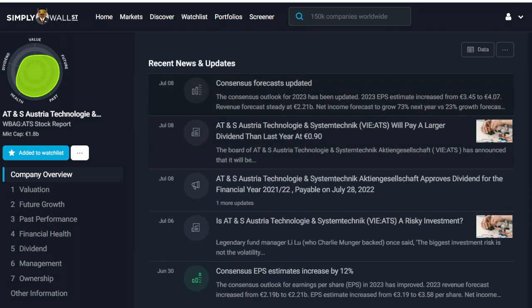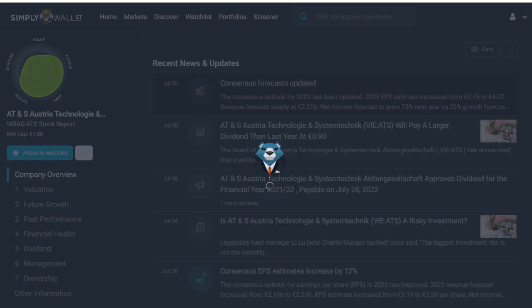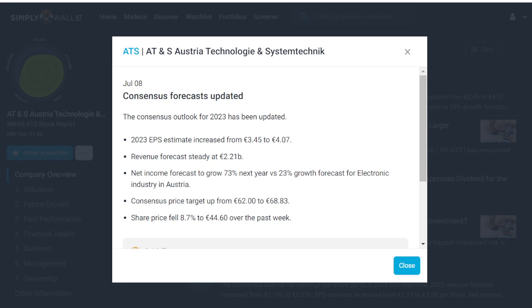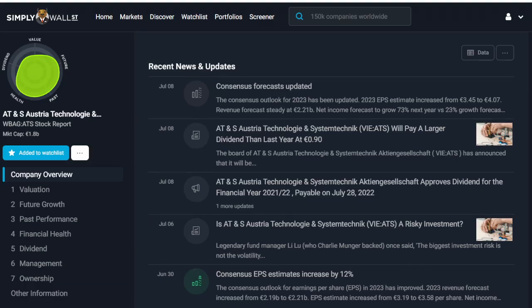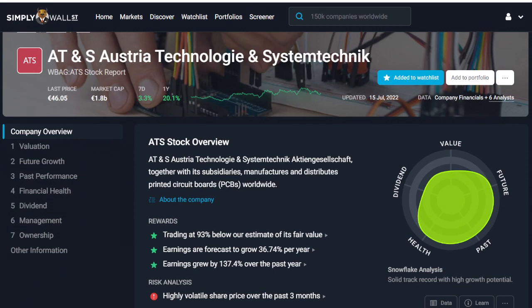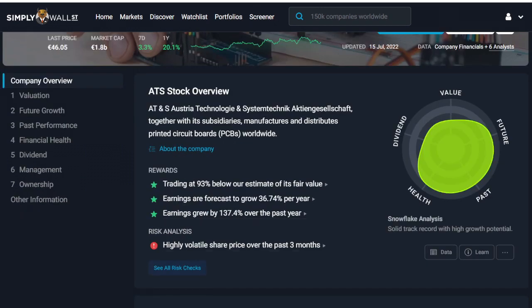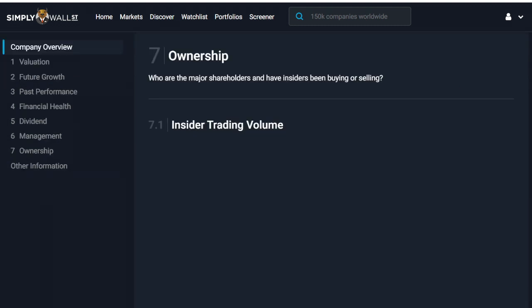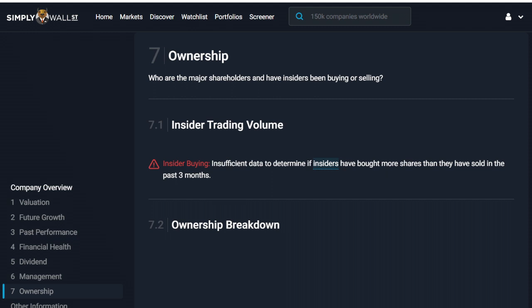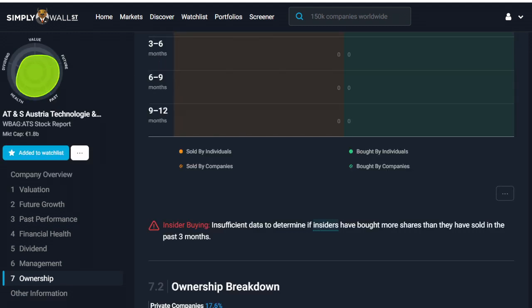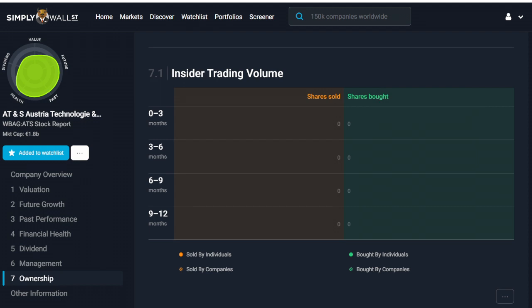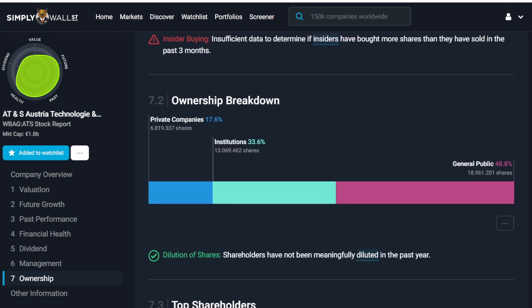But here you see even consensus forecasts updated. In Simply Wall Street, you can see all that. So they are raising guidance. This is something I like to see, raising guidance. Another few things you can see here: if there's insider selling or buying. I like buying. I don't see any signs of insider buying here. Can go a little bit down. Oh, view full report. You want to see the full report. So there has been no insider buying or selling.